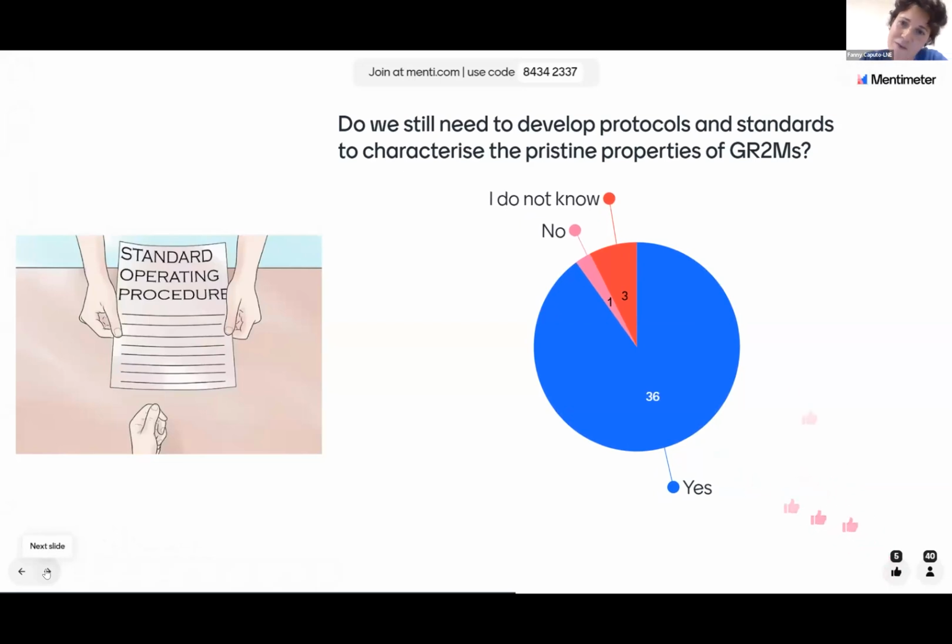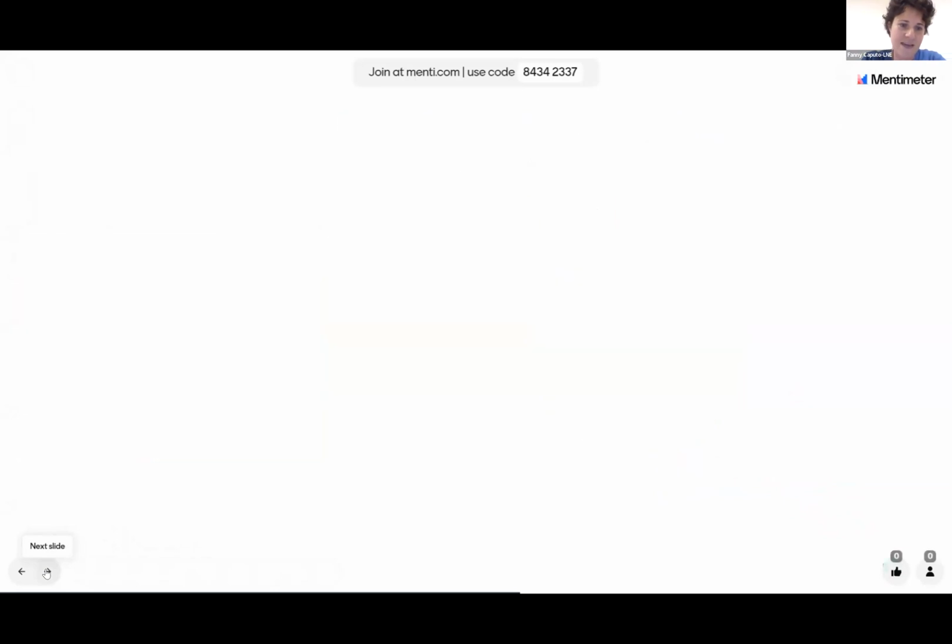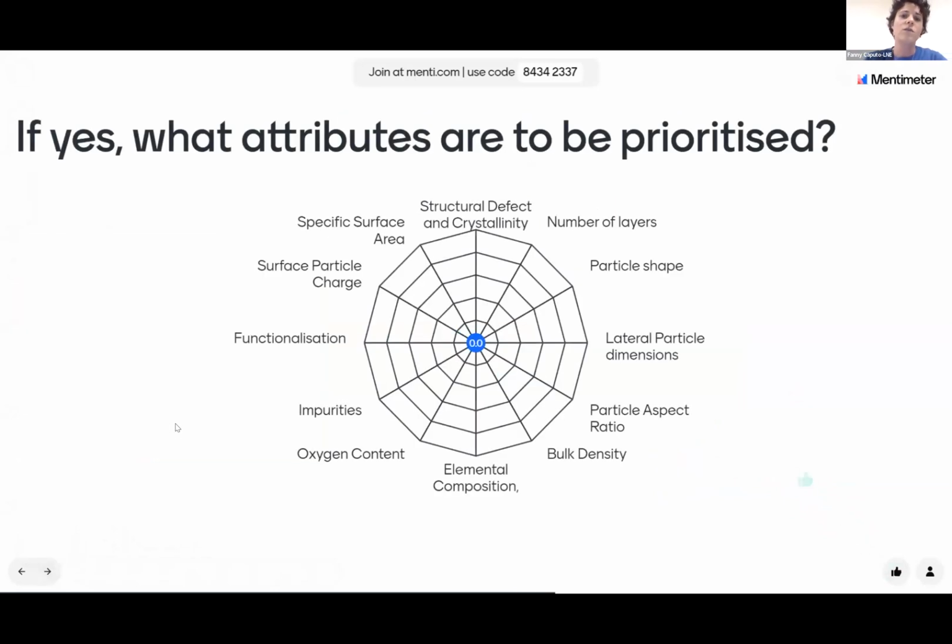So luckily you answered yes. Otherwise, we would have interrupted the Mentimeter survey immediately. So let's then go more into details. Here you will have on your phone or on your computer a long list of different properties and attributes.